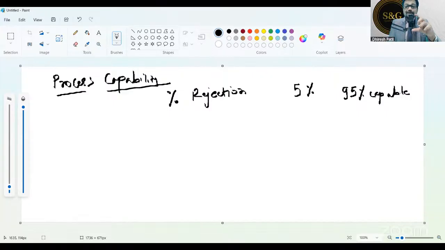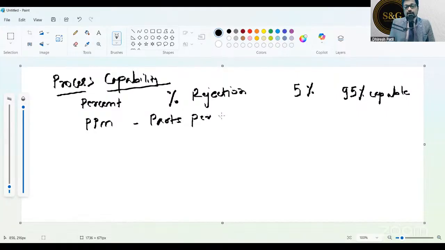After percentage came ppm. So this is percentage, the first one. Then came ppm. What is ppm? It is called parts per million.